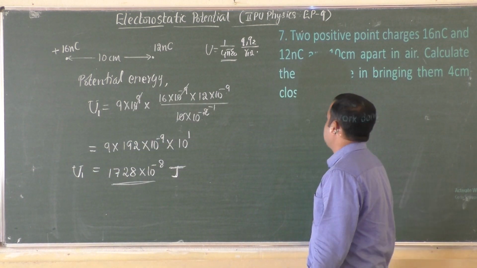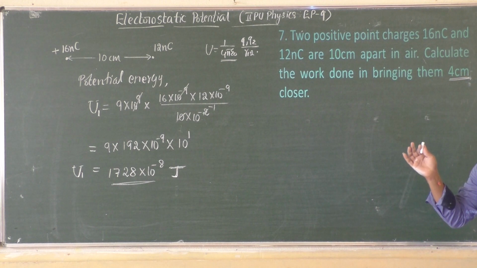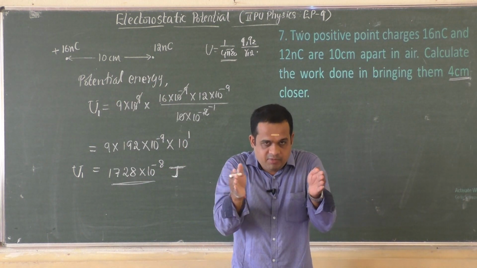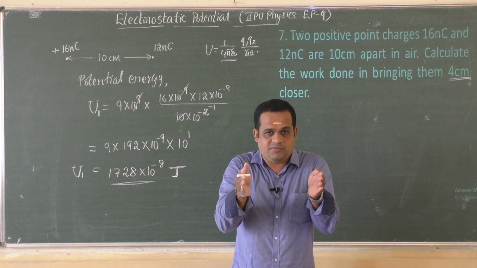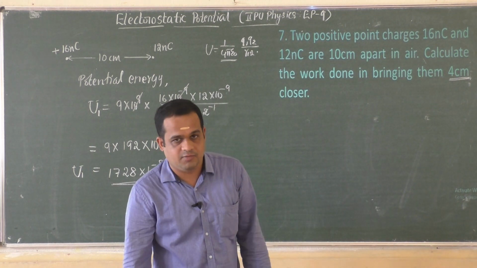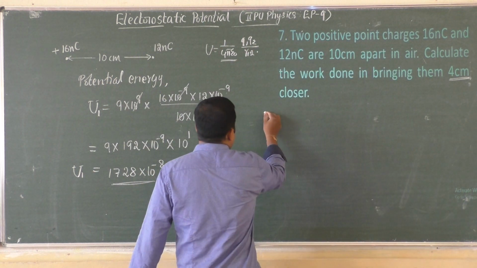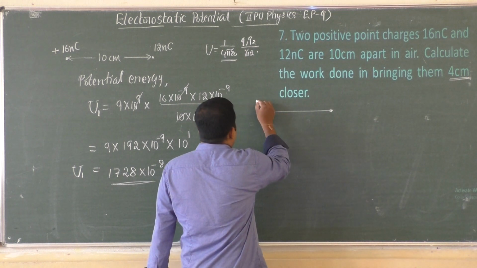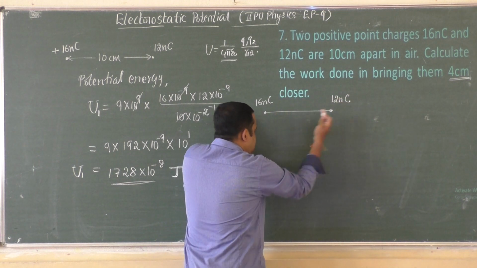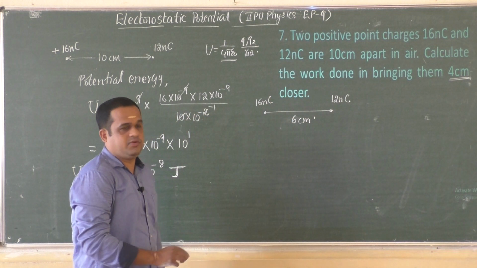Let us consider the second case. Amount of work done in bringing the charges 4 centimeter closer. Initial separation is 10 centimeter. If you bring those two charges 4 centimeter closer, the separation does not become 4 centimeter; 4 centimeter is the movement, so the new separation will be 10 minus 4, that is equal to 6 centimeter. The charges are 16 nanocoulomb and 12 nanocoulomb, and the separation between them is 6 centimeter.